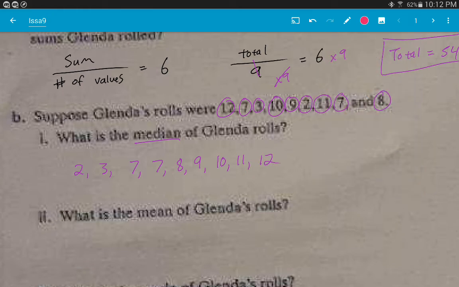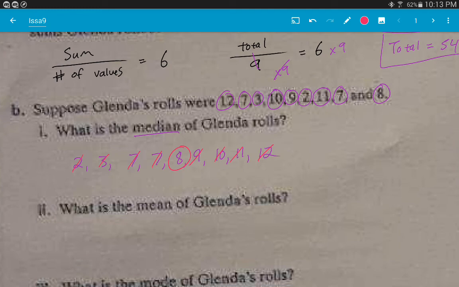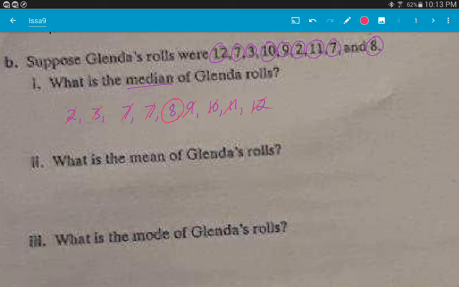To find the median, we find the middle number. So let's see. That's the smallest and biggest, smallest and biggest, smallest and biggest, smallest and biggest. And we find that when we cross out 4 on each side, 8 is the number that's left. 8 is the median, the middle number in the ordered set.